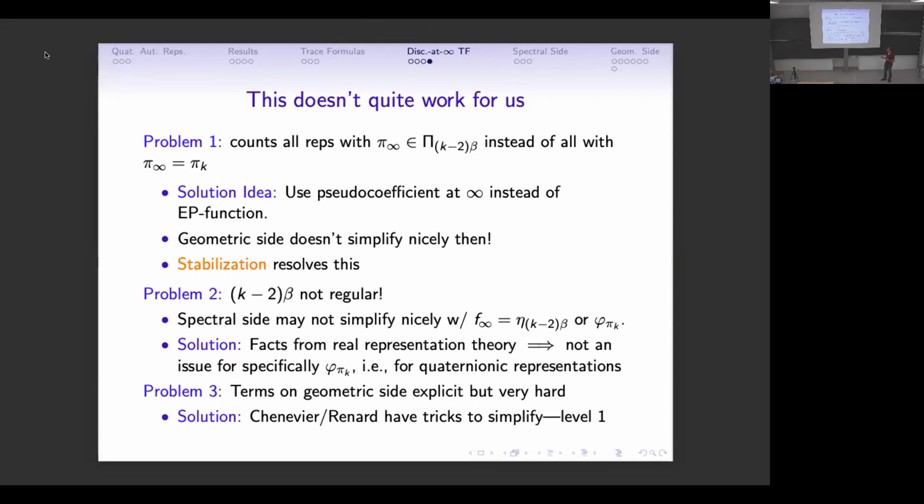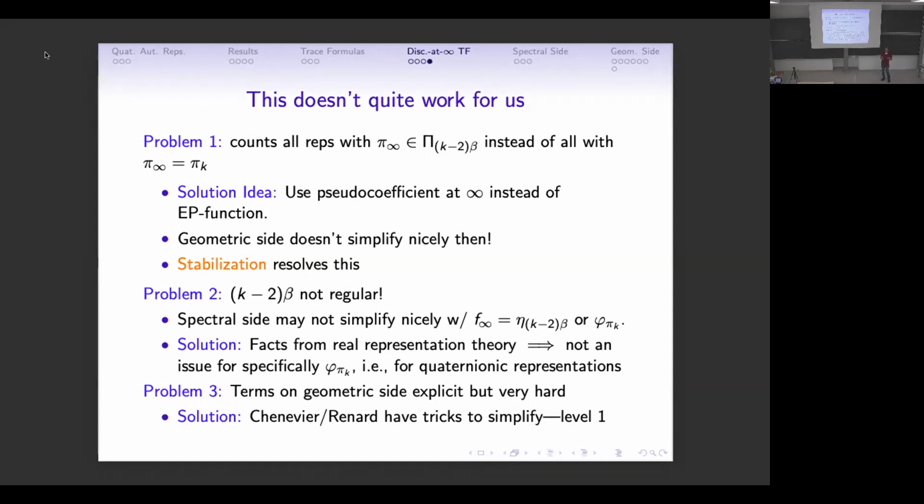Finally, the terms on the geometric side might be explicit, but they're very tedious and difficult to compute. In particular, these orbital integrals take a lot of work to actually compute. So there are some tricks of Chenevier and Renard that apply to level 1 that let us avoid having to do a lot of work on the geometric side and actually just use spectral side calculations on smaller groups where they're already known.